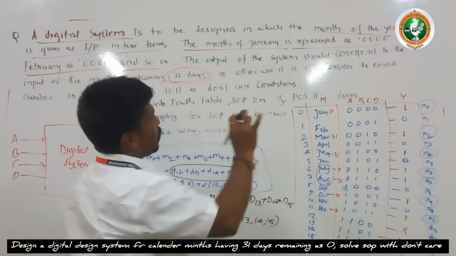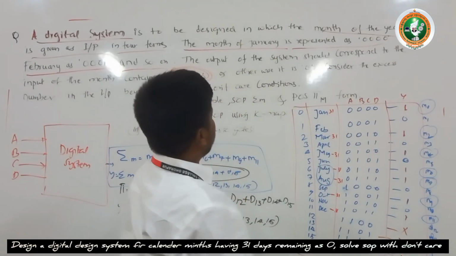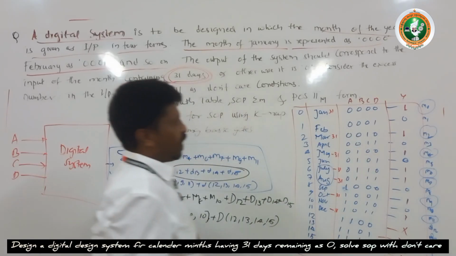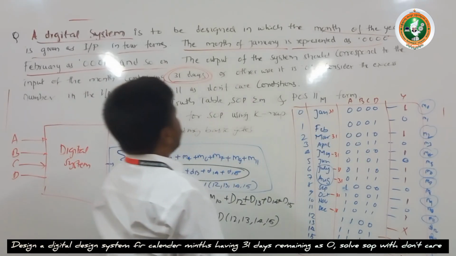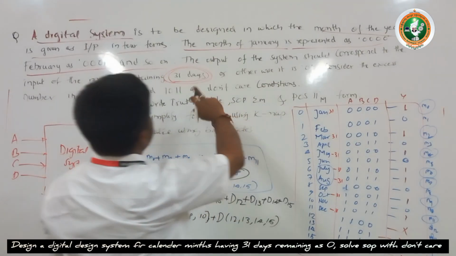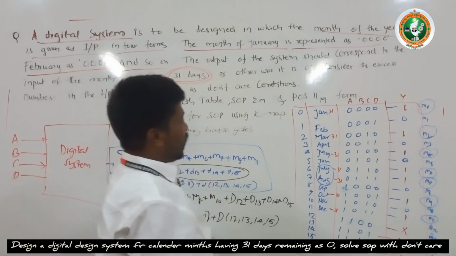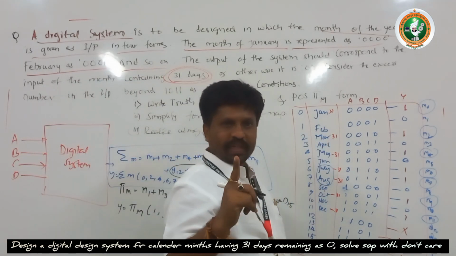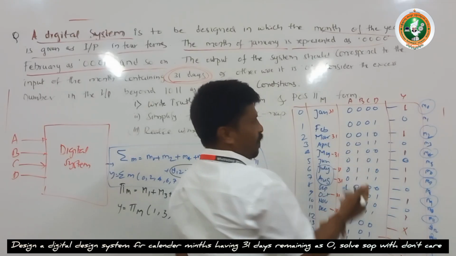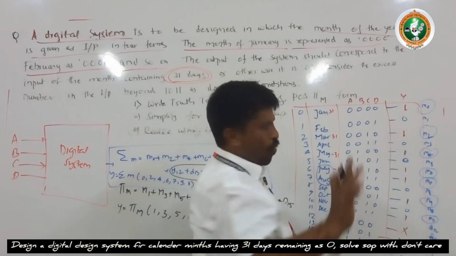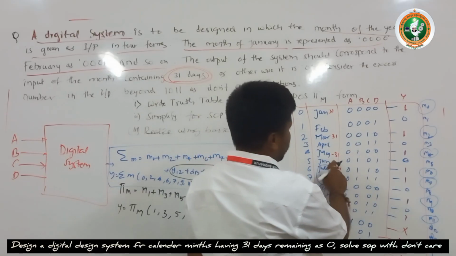The month of January is represented by 0, initially 0 0 0 0. Next February, 0 0 0 1, and so on, up to December. The output of the system should correspond to the input month containing 31 days. January has 31 days, so it should be 1. February does not have 31 days, so it is 0. March has 31 days, so it is 1. April does not have 31 days, so it is 0. May is 31, like this.